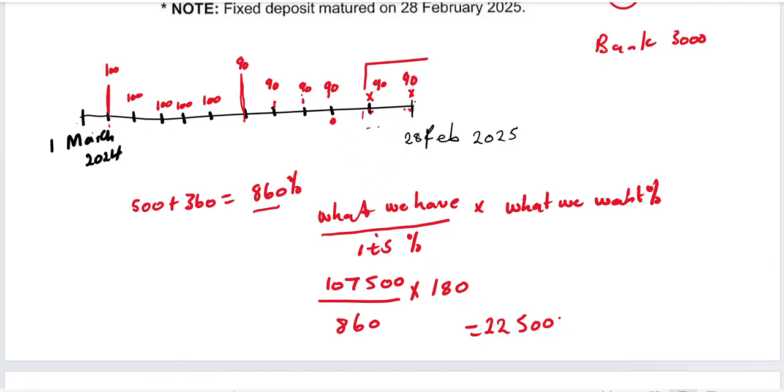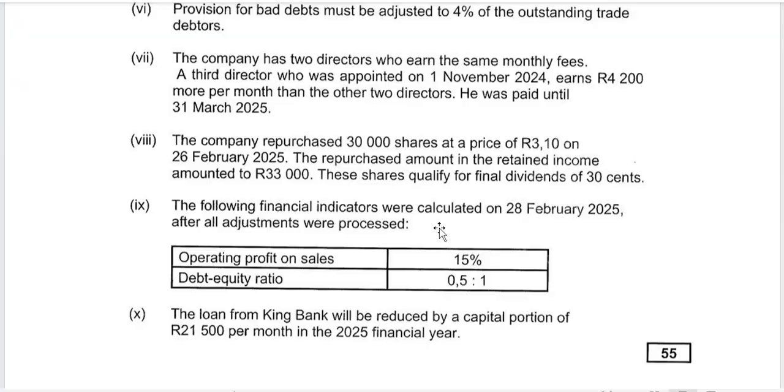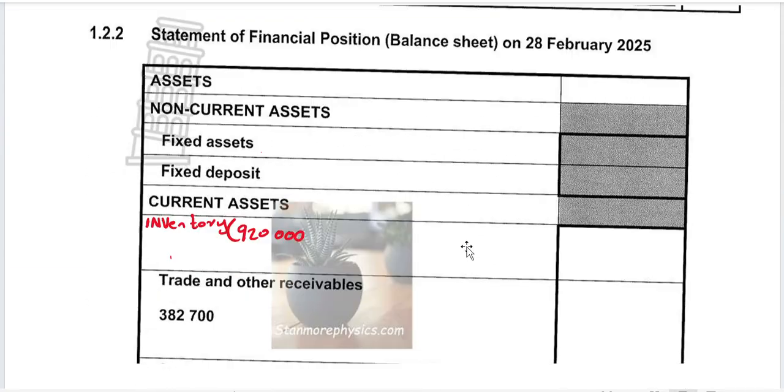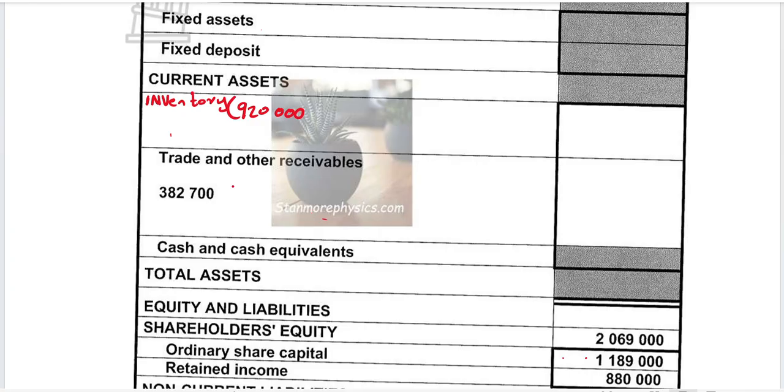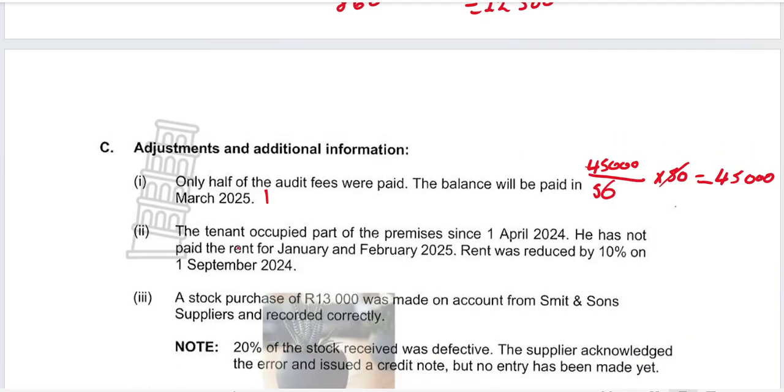That's why we're going to record it under trade and other receivables. There is still a possibility for us to receive this 22,500. Let's go and record it. Trade and other receivables plus 22,500. Do you get me? Okay, we are done with this adjustment.